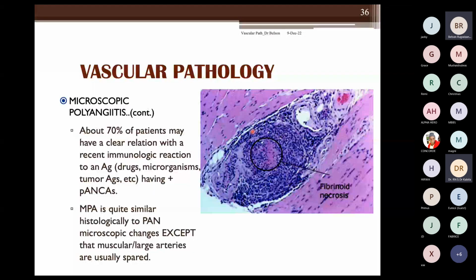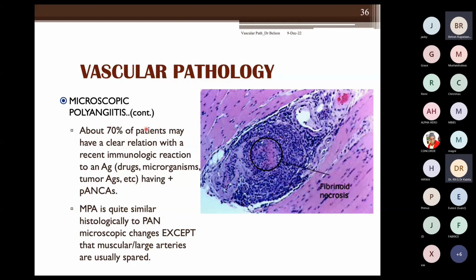Again, hemorrhage. About 70% of the patients may have a clear relation with a recent immunologic reaction to an antigen, meaning people who had an allergy to something. It can be a microorganism, it can be drugs, or they can have antibodies and antigens from tumors they have developed. So they have positive ANCA, plasma antibodies.